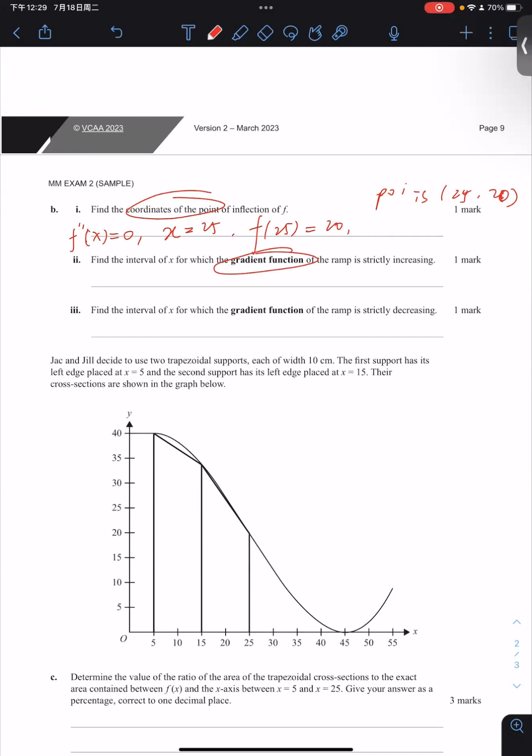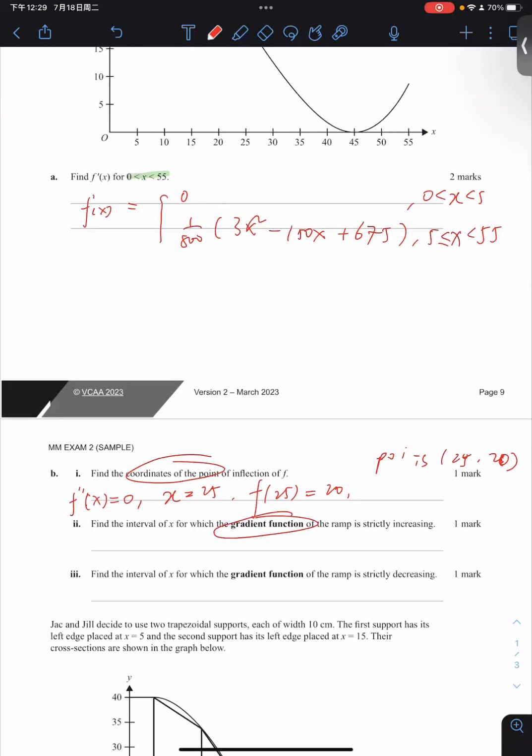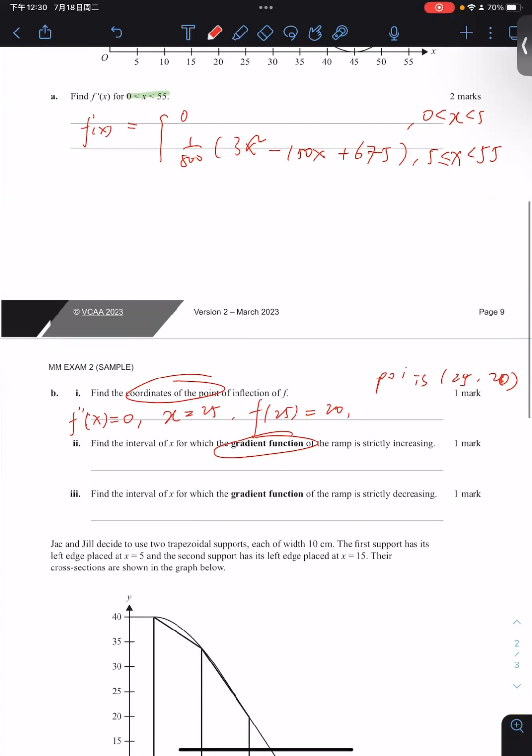So if we're looking for the f dash x strictly increasing, we can just observe it. All right, the f dash x is a quadratic function, right? And it is also upright, like open to that side. So left side of the turning point, it is going down, and right side of the turning point, it is going up. And then our interval for the strictly increasing, that would be 25 to 55 inclusive. All right, and then for the strictly decreasing, that would be 5 to 25, both inclusive.